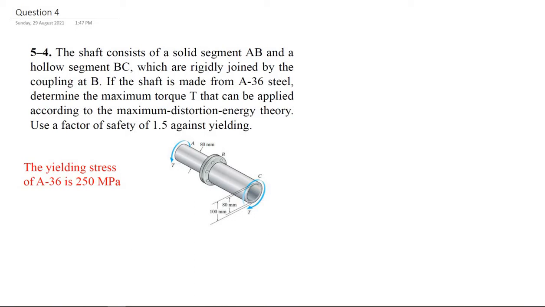If the shaft is made out of A36 steel, we need to determine the maximum torque which can be applied according to the maximum distortion energy theory. We're going to use a factor of safety of 1.5 against yielding, and the yield stress has been provided for the A36 steel as 250 megapascals.